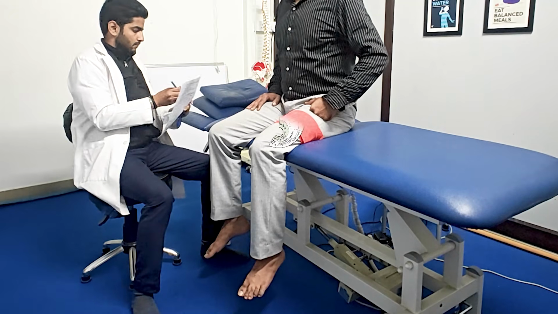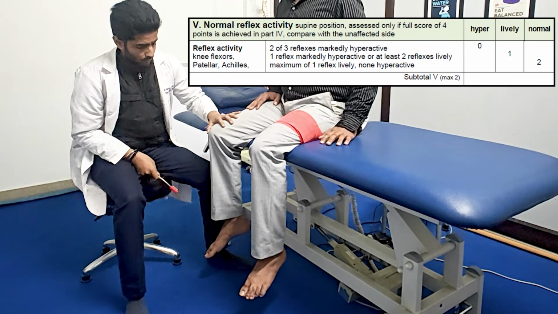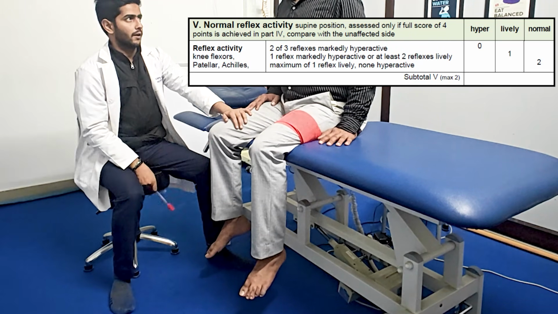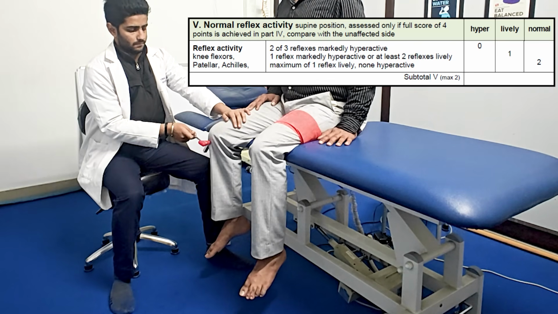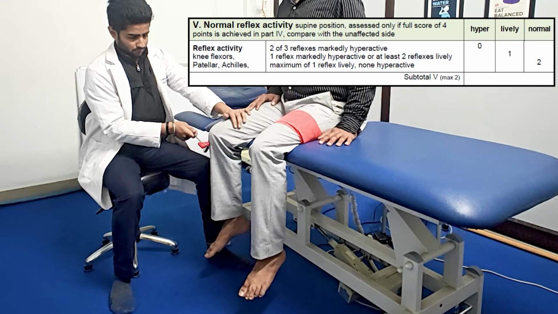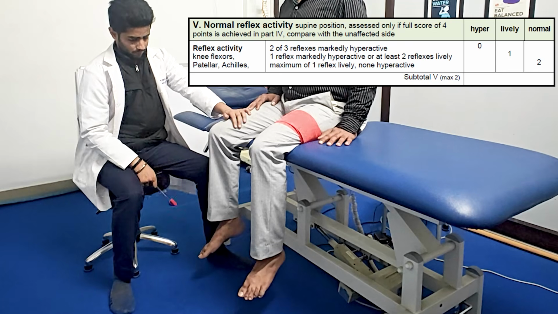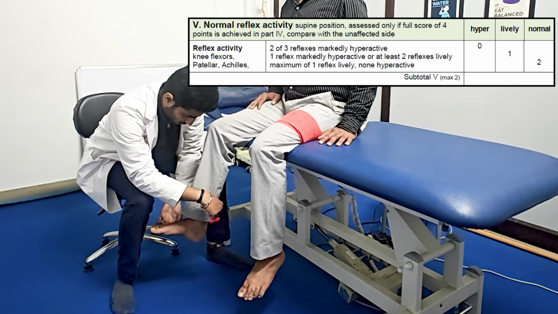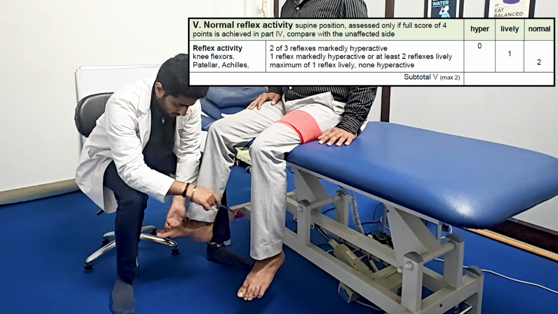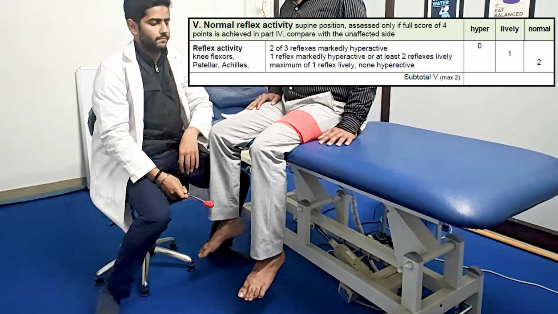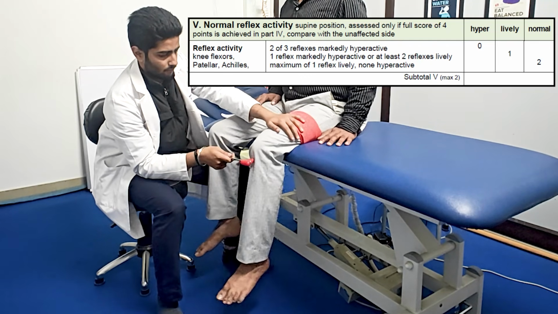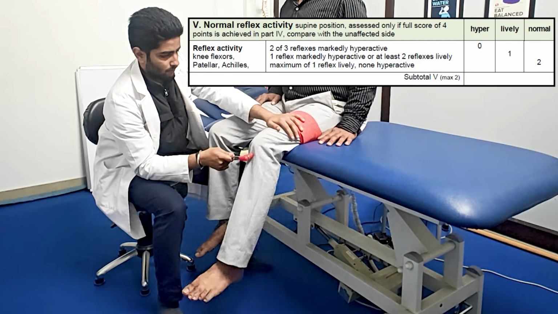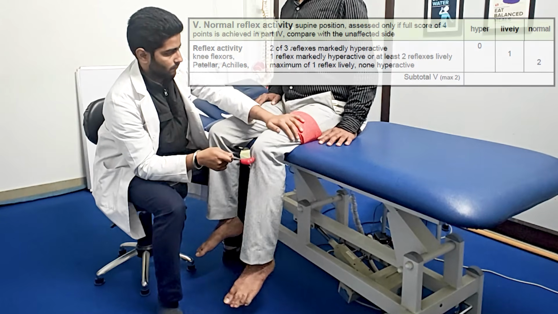Now in the next part, we are again going to check for the deep tendon reflexes, but only if the full score of 4 is achieved in the previous fourth part. So we are going to check the knee jerk, plantar reflex, and the biceps femoris reflex. If 2 or more reflexes here are marked hyperactive, then the score of 0 is noted. If only one reflex is seen hyperactive, the score of 1. And if there's no hyperactivity in reflexes, then the score is 2.